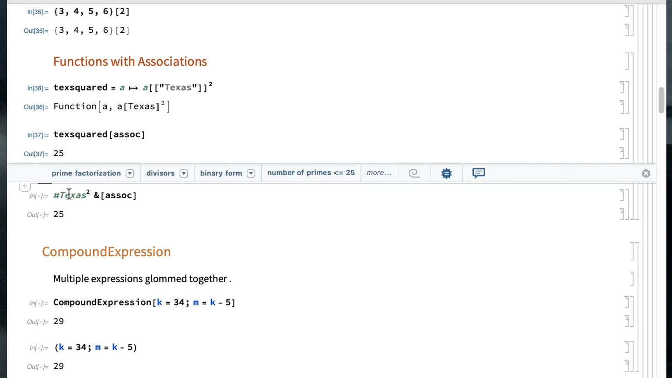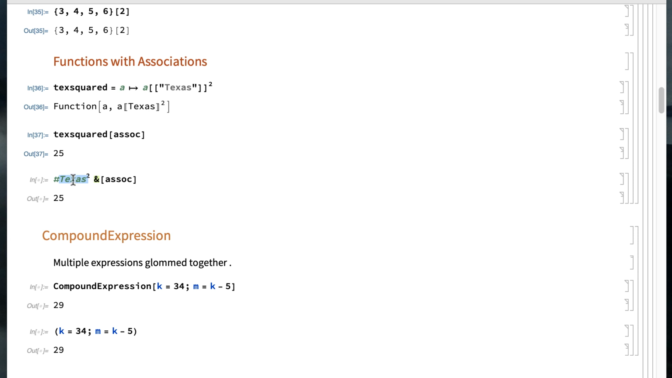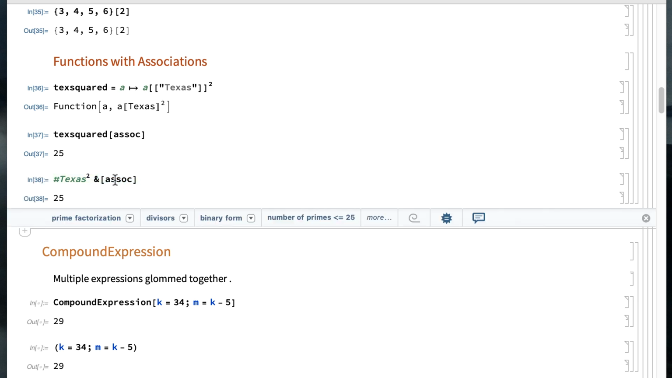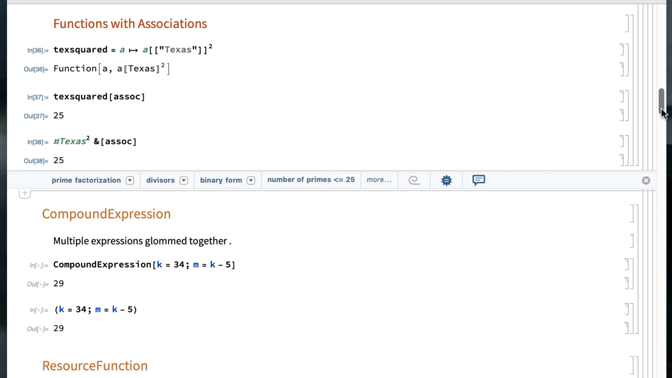Again, there's a short form, which is instead of using a numbered slot, I can use a word slot. Here it's saying take the Texas part and square it. There's our friendly ampersand to make sure Wolfram knows it's a function, and apply it to ASOC, and I get 25. So that's functions with associations.